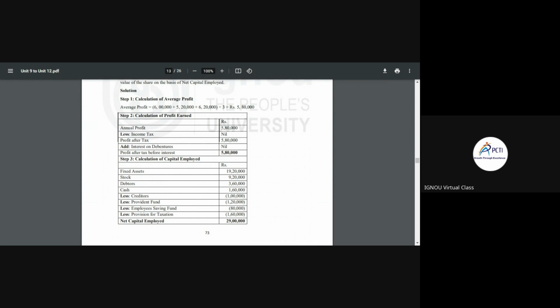Then we have calculation of capital employed. So the calculation of capital employed will be fixed asset 19 lakh 20,000, stock 9 lakh 20,000, debtors 3 lakh 60,000, cash 1 lakh 60,000. Then we deduct creditors from it, 1 lakh, provident fund 1,20,000, employee saving fund 80,000, less provision for taxation 1,60,000. Then we have the net capital employed, 29 lakh.